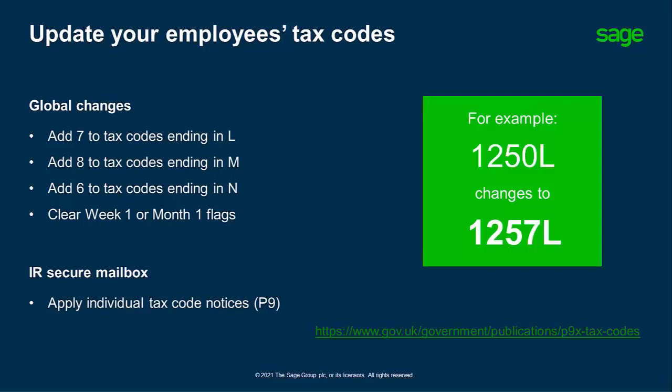You'll also need to clear any week 1, month 1 flags at the beginning of the tax year. To make the required changes, you can use the Global Changes option in Sage Payroll, and I'll show you this in the next demo. Please note that you may also receive individual tax code changes, known as P9 notices, for some of your employees. It's best to apply these P9 notices after you do the global change, as this avoids making a global change to a tax code you'd already correctly updated.